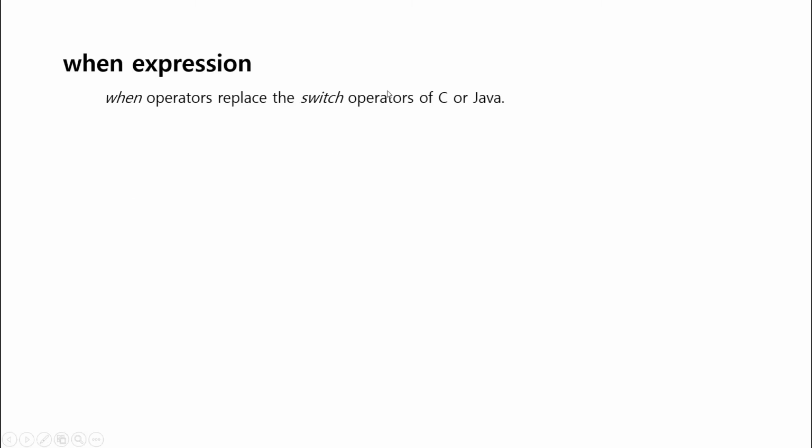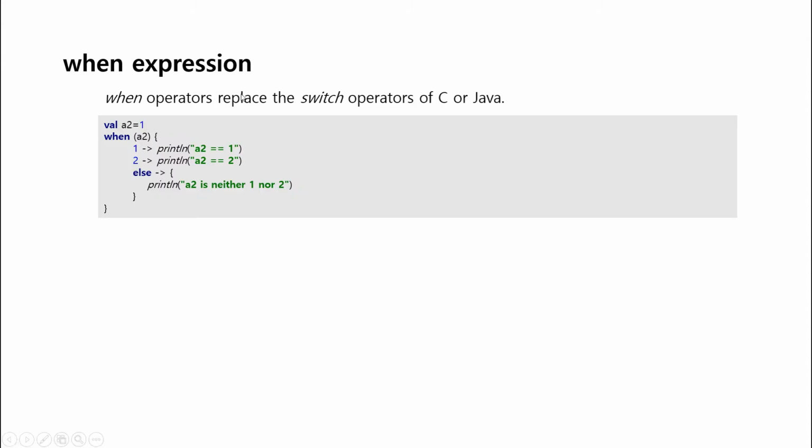Next is when. When is also one of the conditional expression, which is very close to the switch operator of C or Java. Here is sample code snippet. For example, if the a2's value is 1, it'll print out this. And if the value is 2, it'll print out the second one. Otherwise, it'll print out the string in the else block. It looks like the switch case statement.